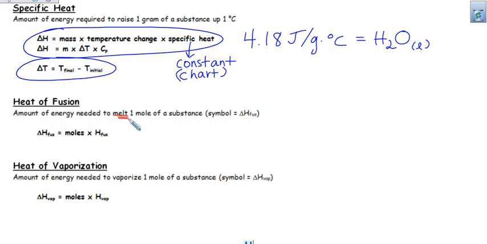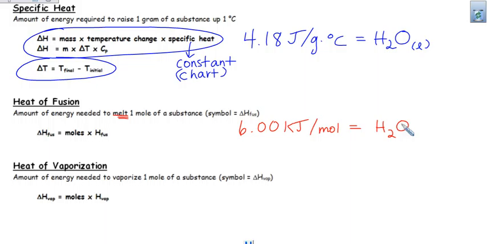You look them up on a chart. There is a chart later on in our study guide. If I flip a couple pages and look for an example, here's one. Let's use 6 kilojoules per mole. That is the heat of fusion for water. It means that it takes 6 kilojoules to melt 1 mole of water.